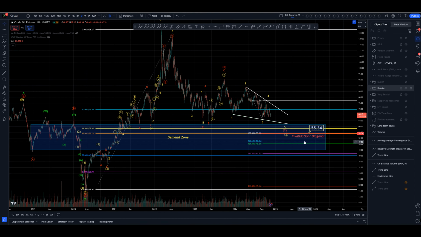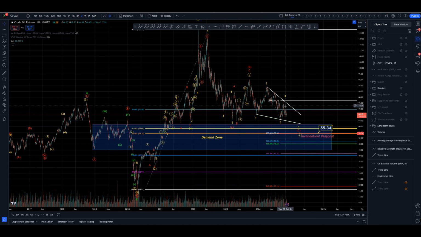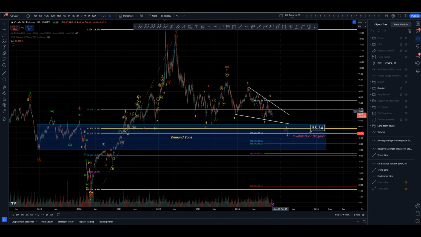So this ending diagonal cannot come back or cannot come through 5.34, because the fifth wave has to be shorter than the third wave in a contracting diagonal, and that's what this is. This would be recognised as the falling wedge by classical analysts.